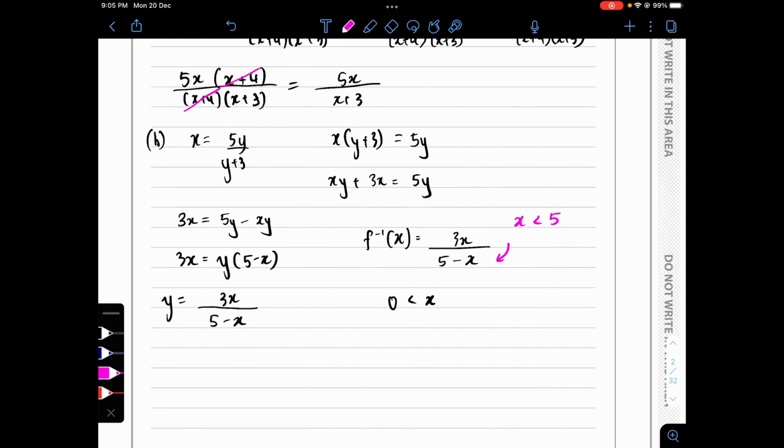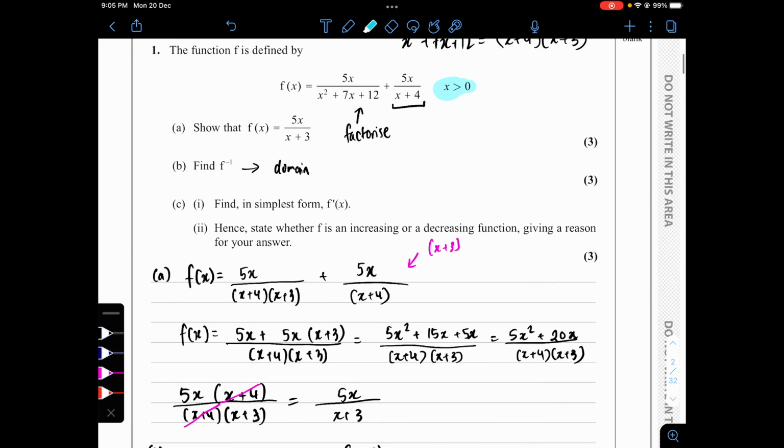So our domain will be x greater than 0 and x less than 5. So our final answer is the domain and the f inverse function. Alright, so let's go to part C.